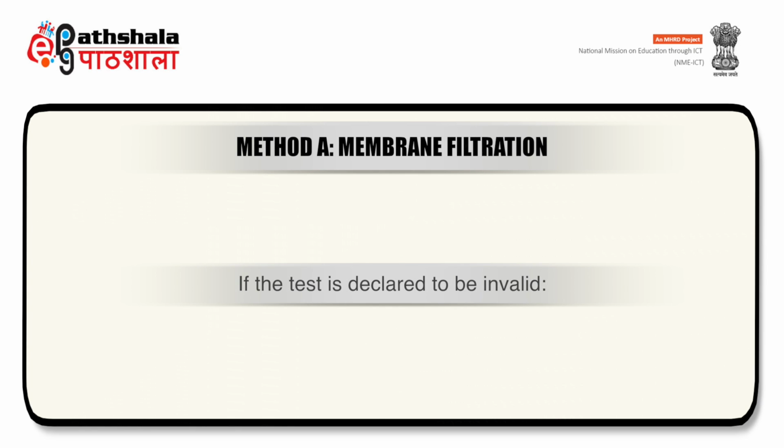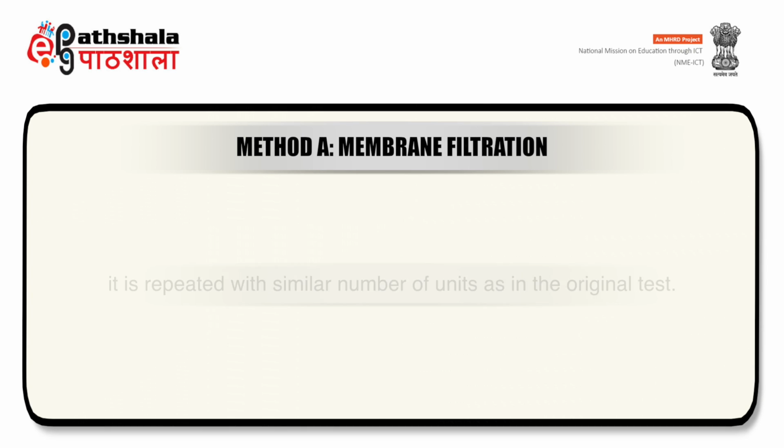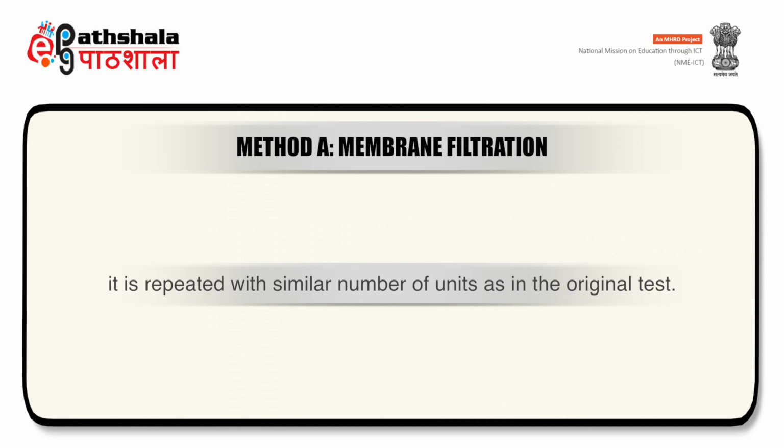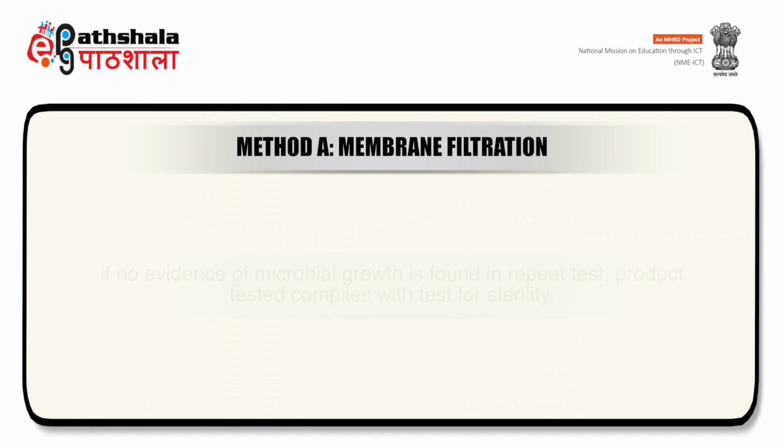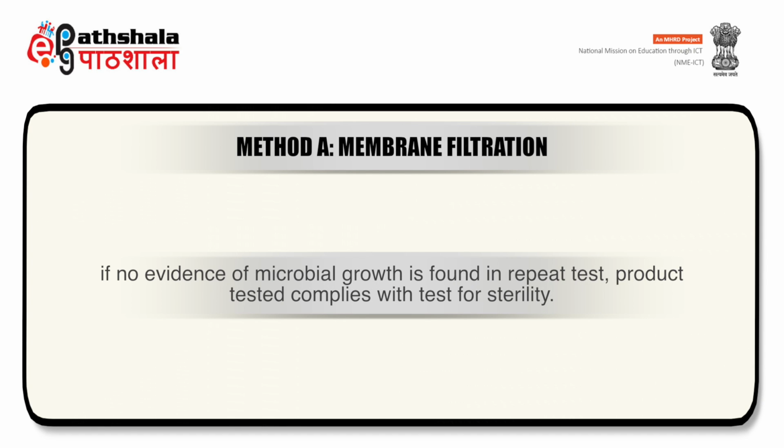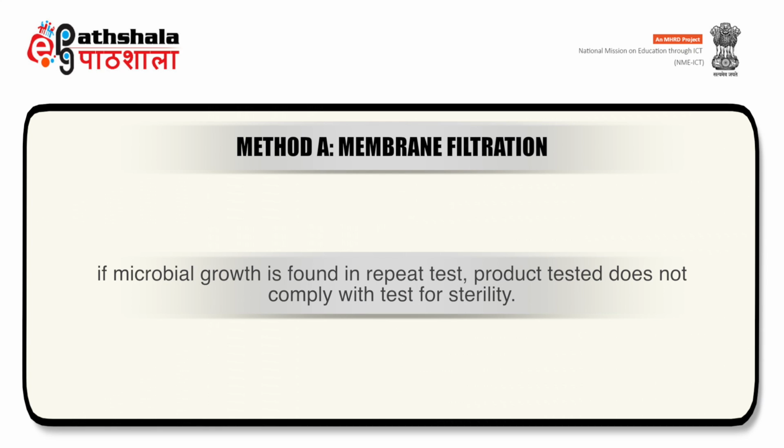If the test is declared to be invalid, it is repeated with a similar number of units as in the original test. If no evidence of microbial growth is found in the repeat test, the product tested complies with the test for sterility. If microbial growth is found in the repeat test, the product tested does not comply with the test for sterility.